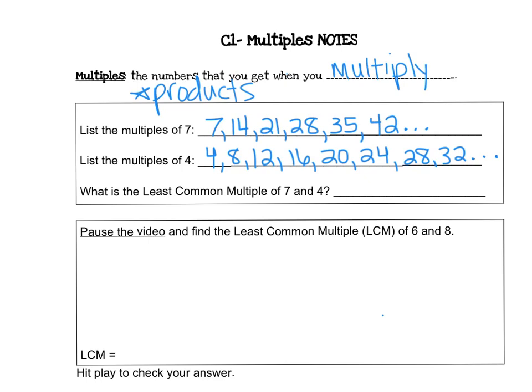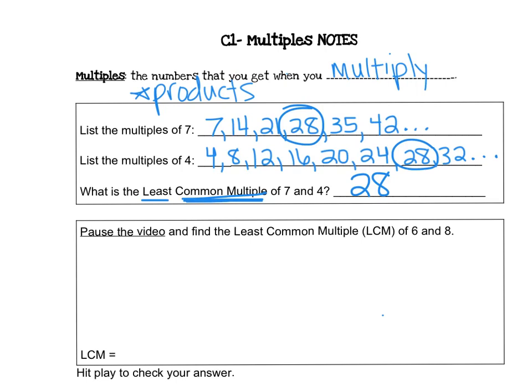Okay, what is the least common multiple of 7 and 4? So now we're looking for a common multiple, a multiple that you would see in both lists, but this time we want the least or the smallest. So if we're looking here, it looks to me like 28 is going to be the least common multiple of 7 and 4. Okay, so to find the least common multiple, we're just going to list some multiples for each number until we find one that they both have in common.